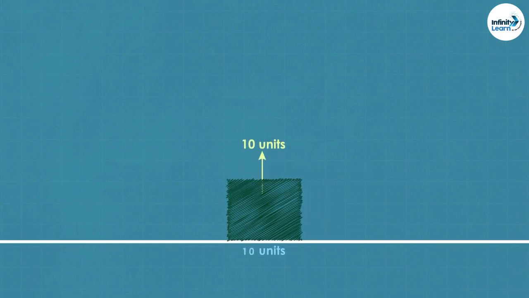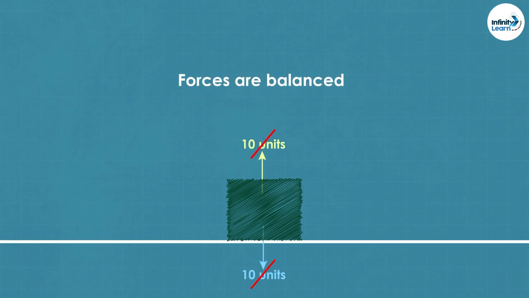Take this stationary object for instance. There is a 10 units force acting on it in the upward direction and a 10 units force acting on it in the downward direction. As the forces cancel each other out, we say that the forces are balanced and the net force is zero.